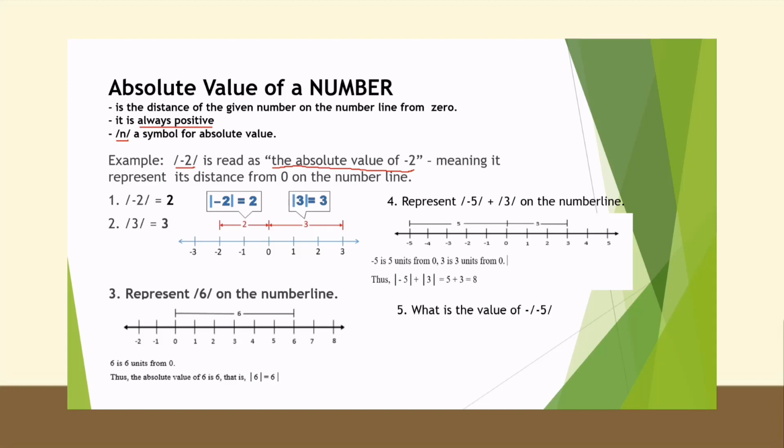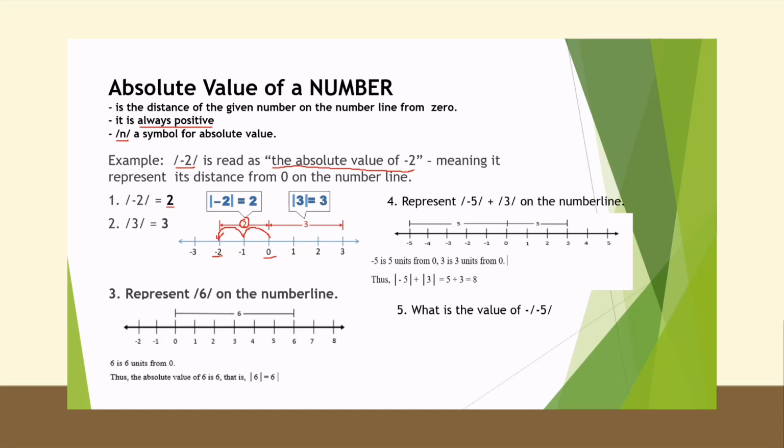So, the absolute value of negative 2. From 0 to negative 2, what is the distance? We have 1, 2. The distance is 2. Therefore, the absolute value of negative 2 is positive 2.